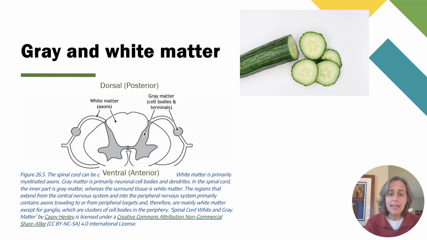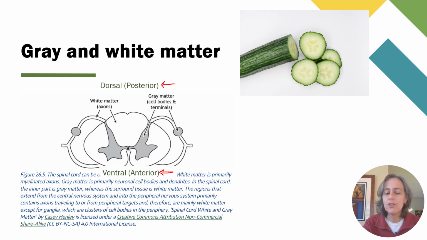And by convention, it's always shown that the dorsal or posterior side is towards the top of the image, and then the ventral or the anterior is the one that's at the bottom of the picture. So that's what you're looking at. We'll see a lot of these cross sections, so I wanted to make sure you understood what we were seeing.